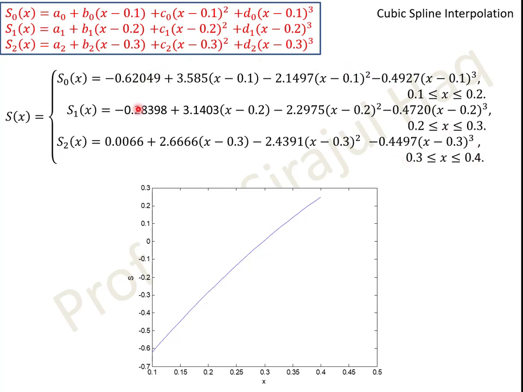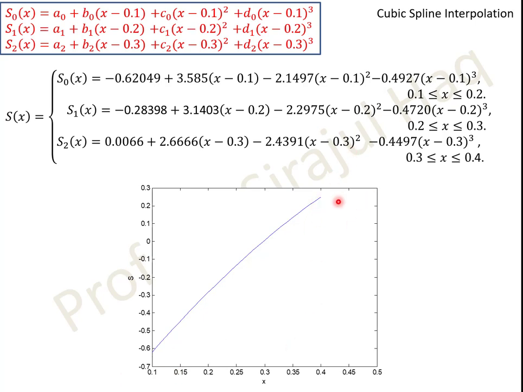And you can see that you can do the integration very easily. Just a change will occur in the integration. This is multiplied by x, this is multiplied by (x minus 0.1) whole squared divided by 2, minus this multiplied by (x minus 0.1) whole cubed divided by 3, minus this multiplied by (x minus 0.1) raised to the power 4 divided by 4, with limits from 0.1 to 0.2. Similarly, the limits for the other quantities. And that will give you the integration of the function from 0.1 to 0.4. It means that will be the area under the curve.